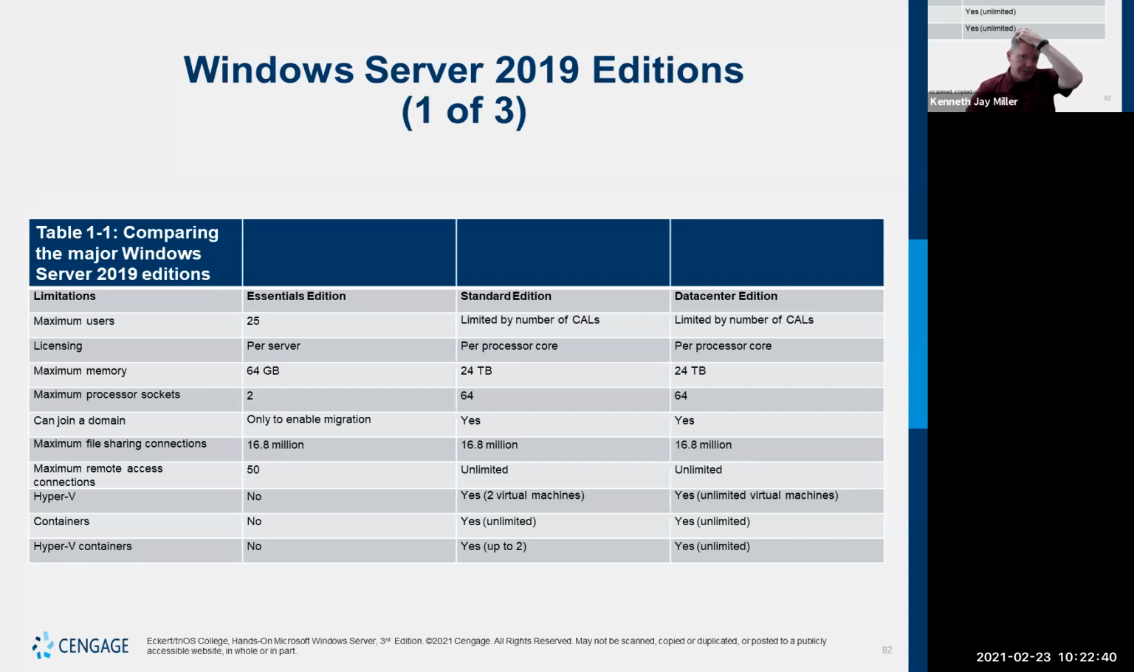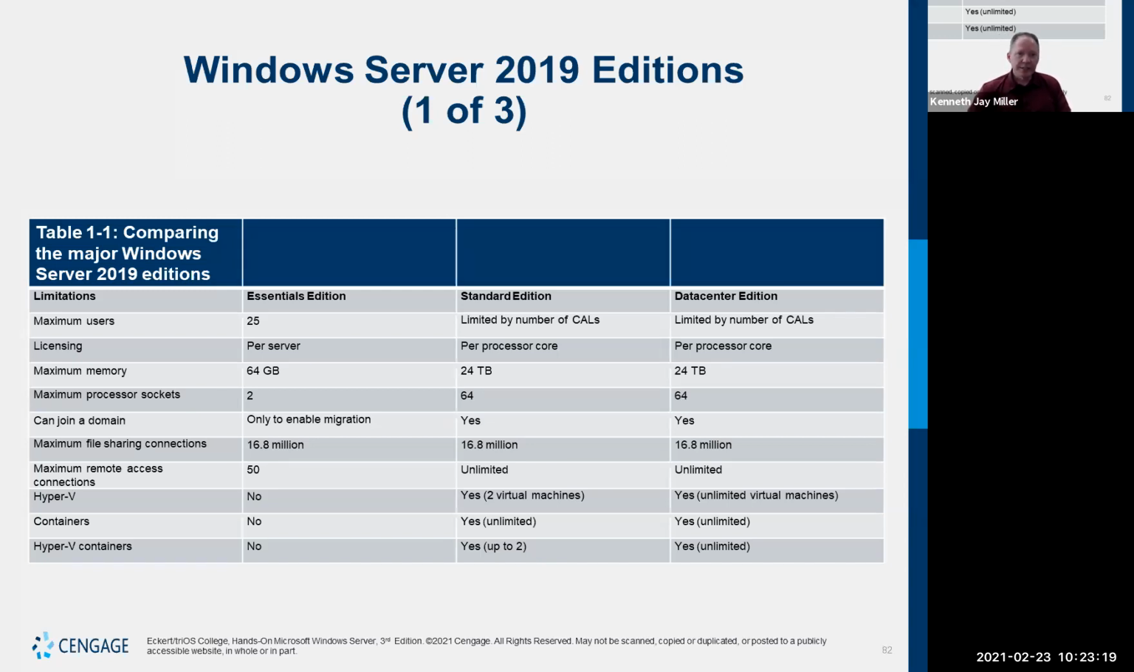Here's some information about the various versions of Windows Server. There are really three main versions: the Essentials, the Standard, and then the Data Center. One thing that I want to stress to you, and I'll reinforce this when we get to these labs, is make sure when you install Windows Server, you always install the Data Center edition with the GUI, the graphical user interface. Otherwise, you end up with a system that is not really usable.